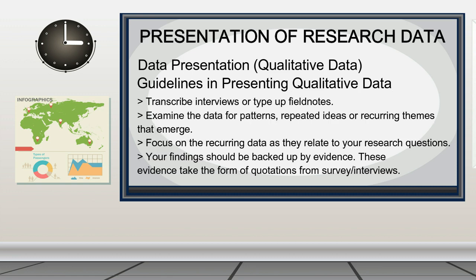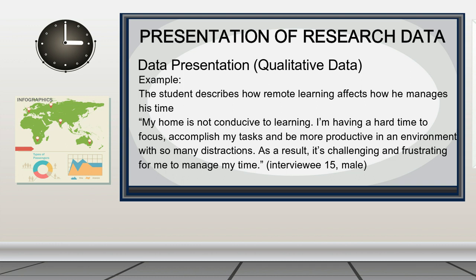1. Transcribe interviews or type up field notes. 2. Examine the data for patterns, repeated ideas, or recurring themes that emerge. 3. Focus on the recurring data as they relate to your research questions. 4. Your findings should be backed up by evidence. This evidence takes the form of quotations from the survey or interviews. Including large portions of survey or interview data in a research paper is not necessary and often tedious for the reader. The interviewee should be established in the text at the end of the quote.